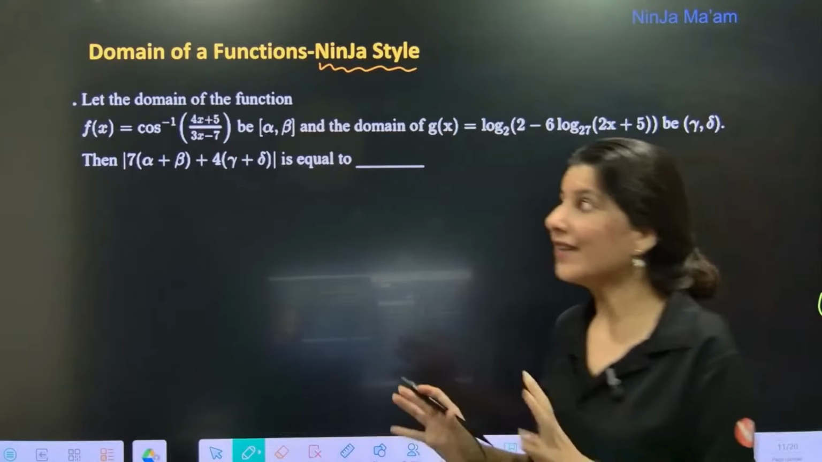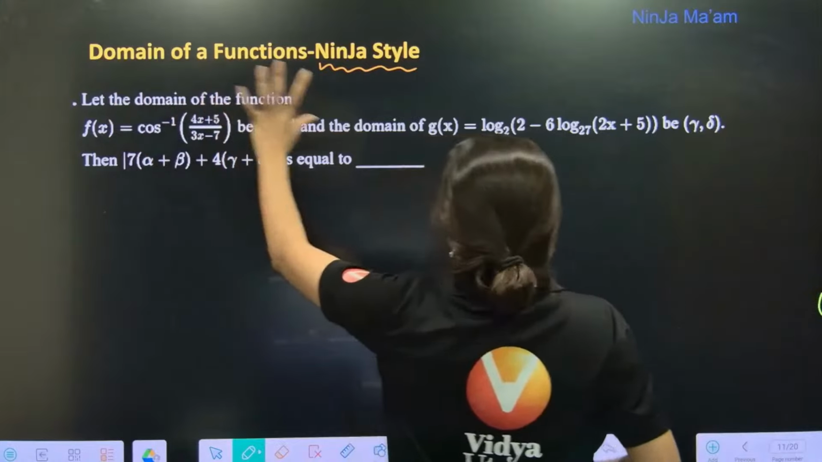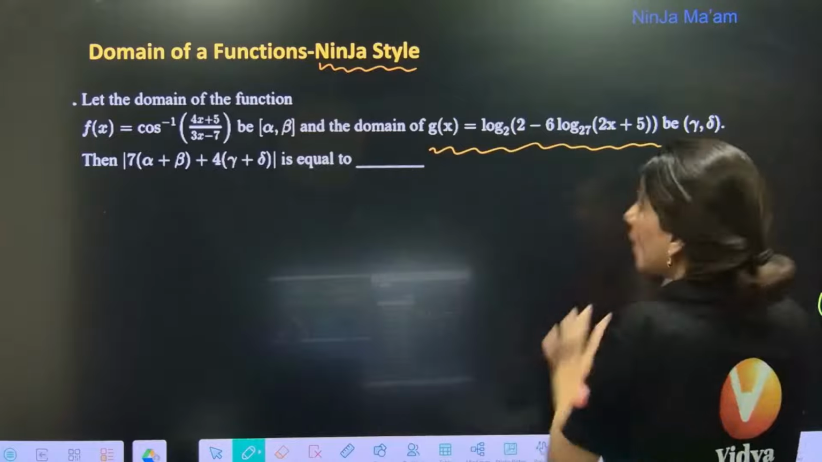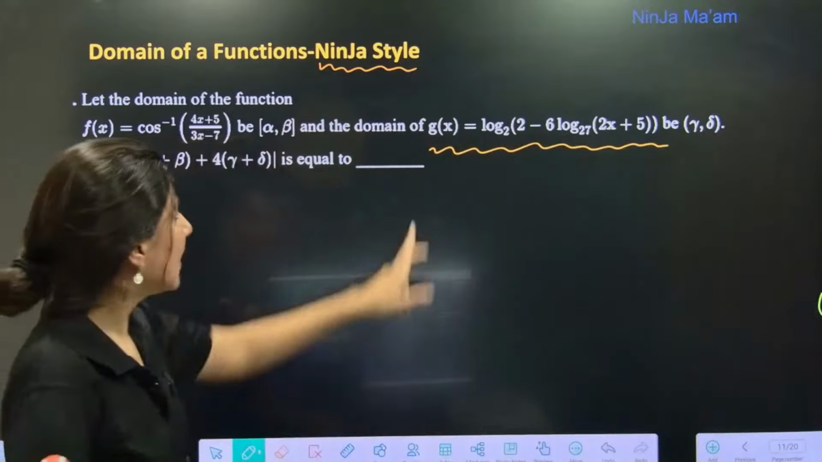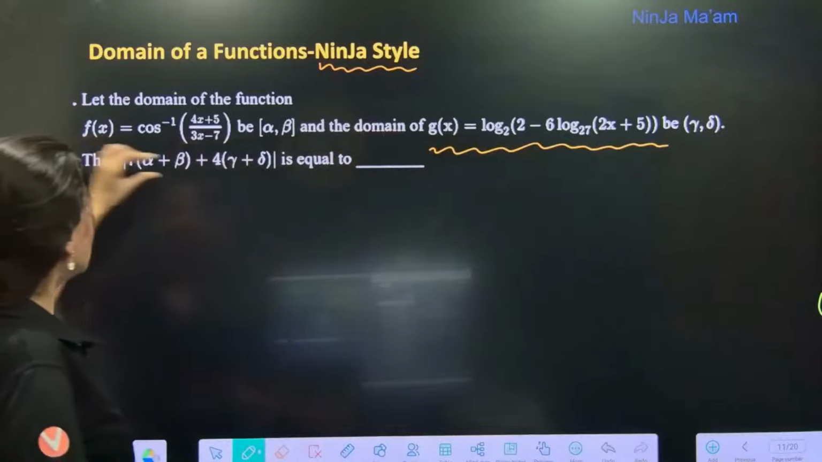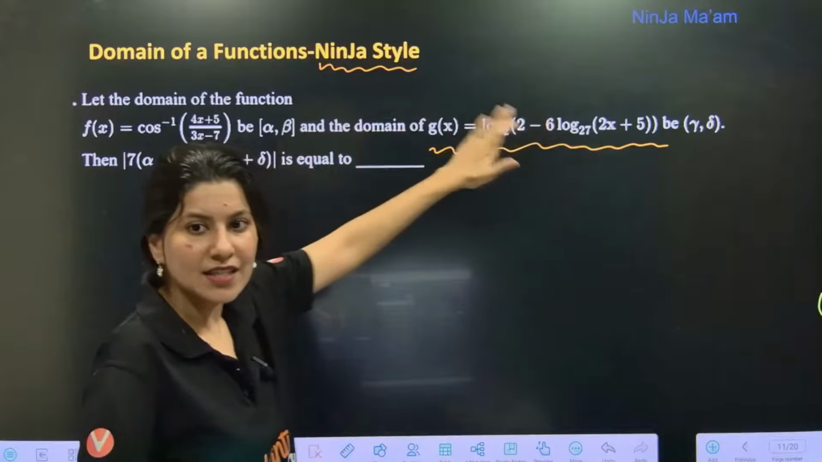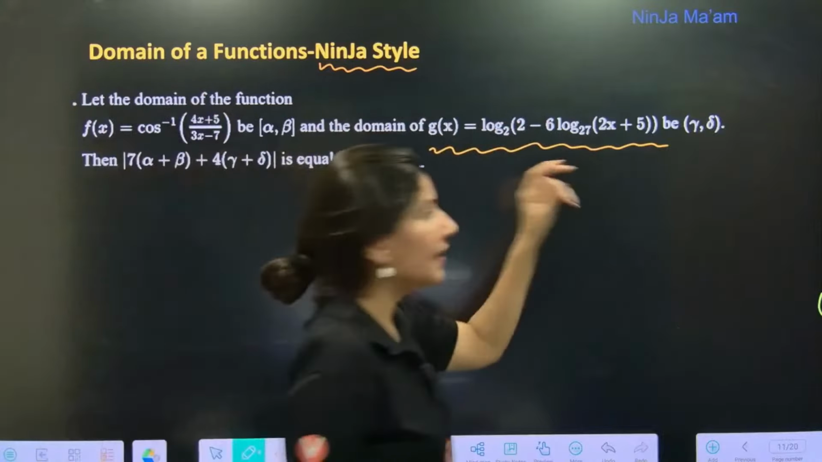Okay. And I have a ninja style for you, specially for the sine inverse and cos inverse category. That I will tell you later, but right now f(x), the domain of this is alpha comma beta, and g(x), the domain of this is gamma comma delta. So now basically what they are asking is to find alpha, beta, gamma, delta. Let's tackle this first and then this. This here I will tell you ninja style.